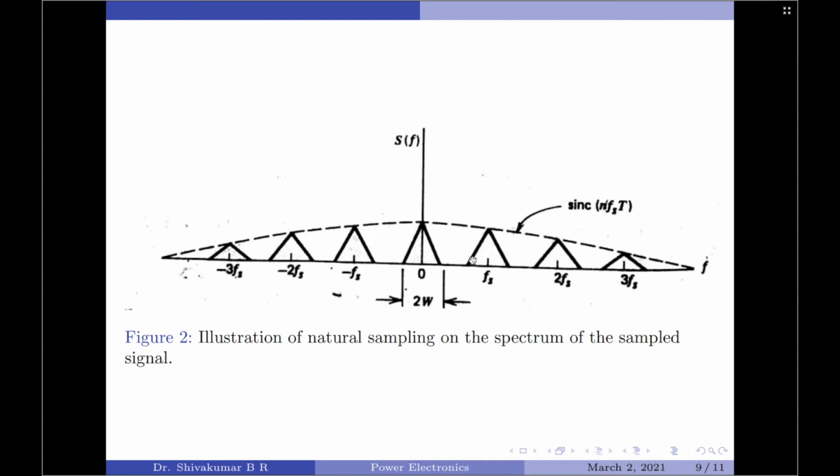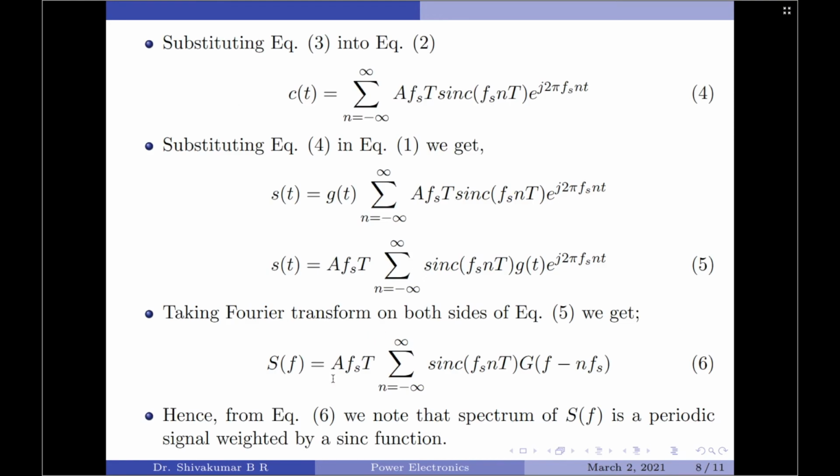It is very clearly visible here, because if there were any aliasing at all, these spectra would overlap. And since the sampling rate fs is greater than 2W, we can see there are gaps in between the spectra. Additionally, what you should also note is that the overall effect of natural sampling is to multiply the nth lobe of the spectrum S(f) by the constant term given by A fs capital T multiplied by sinc(fs n capital T).